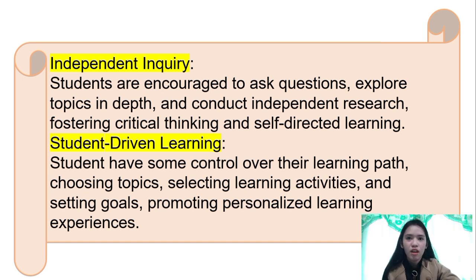Student-driven learning. Students have some control over their learning path, choosing topics, selecting learning activities, and setting goals, promoting personalized learning experiences. Students have a say in their learning process, including what they learn and how they learn it. Examples are choosing research topics, selecting learning activities, setting personal goals, and creating individualized learning plans. It promotes engagement, ownership of learning, and personalized learning experiences.